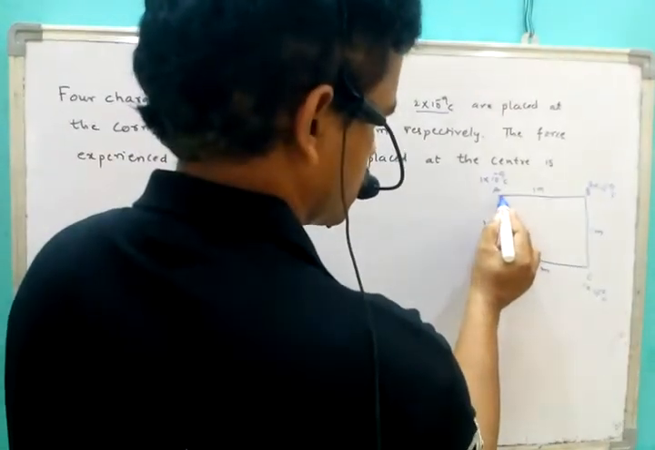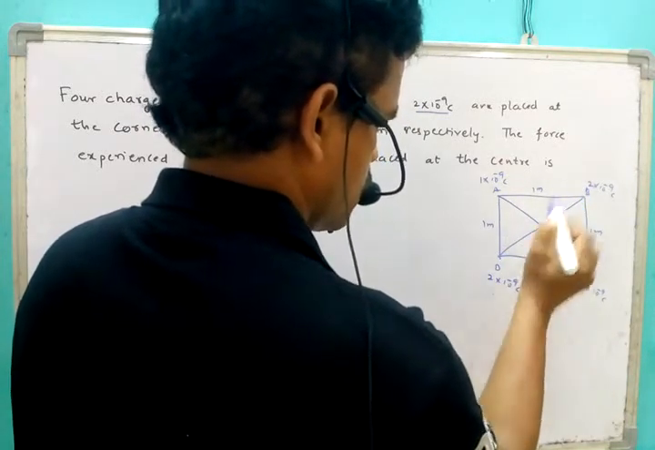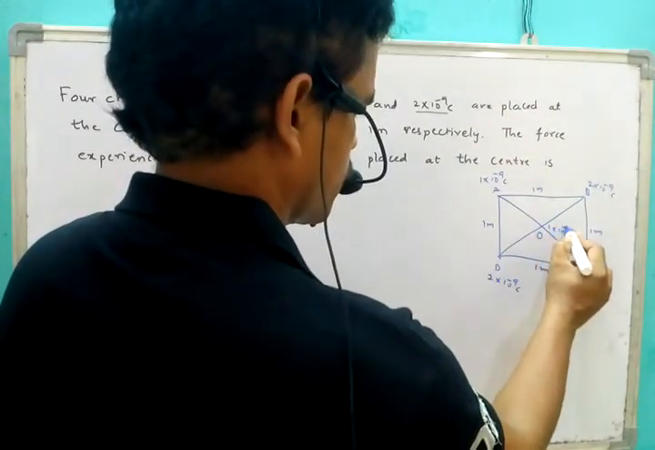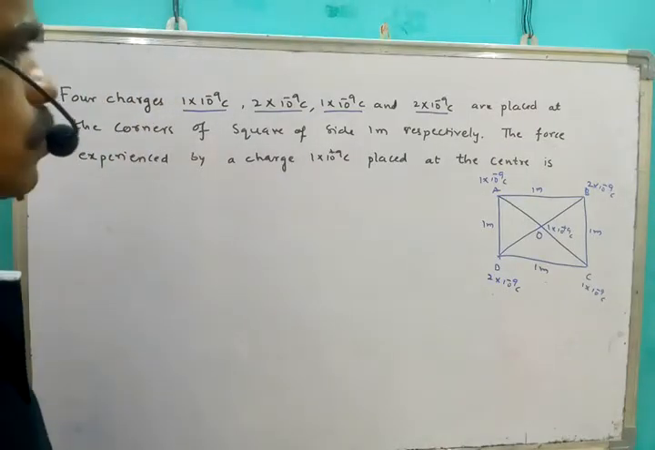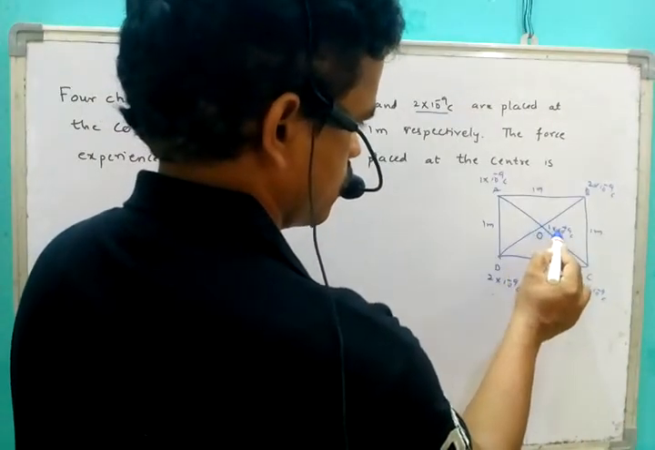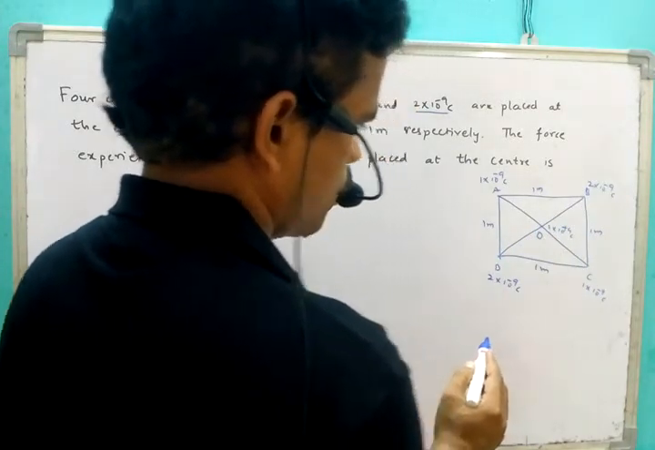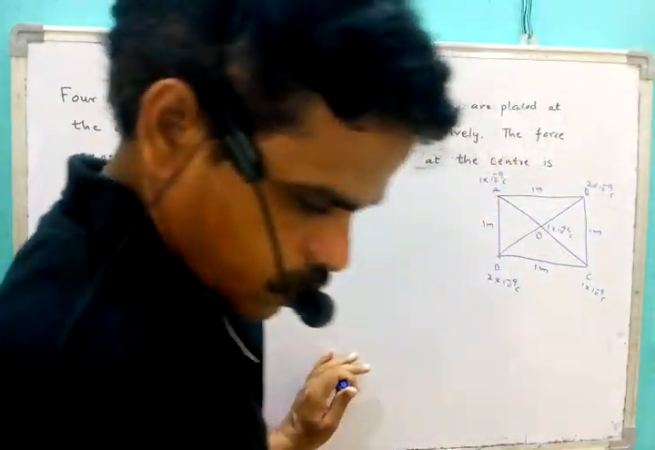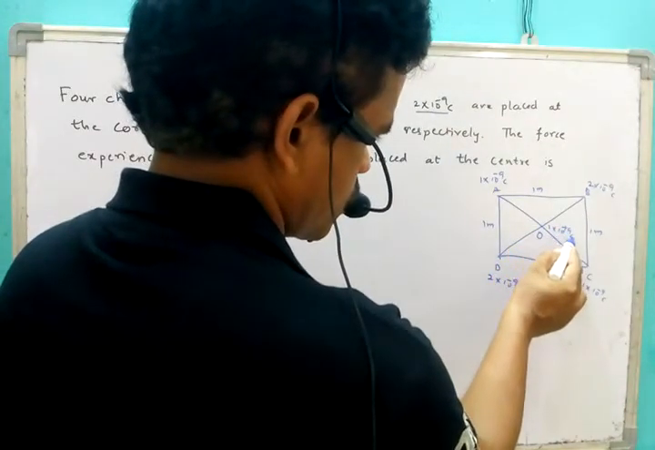The force experienced by a charge placed at the center. The charge is 1 into 10 power plus 9 coulombs at the center. So what we have to find here is the force on the charge of 1 into 10 power plus 9 coulombs at the center. So here, this is a charge 1 into 10 power plus 9 coulomb at the center.